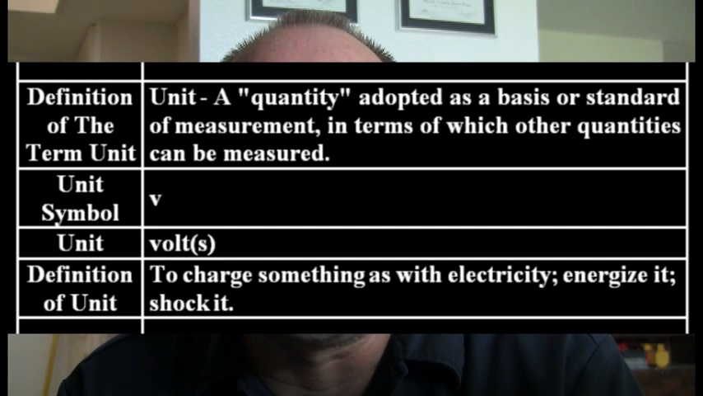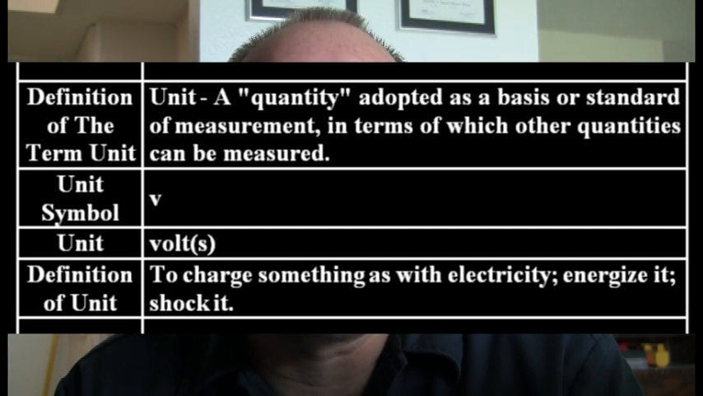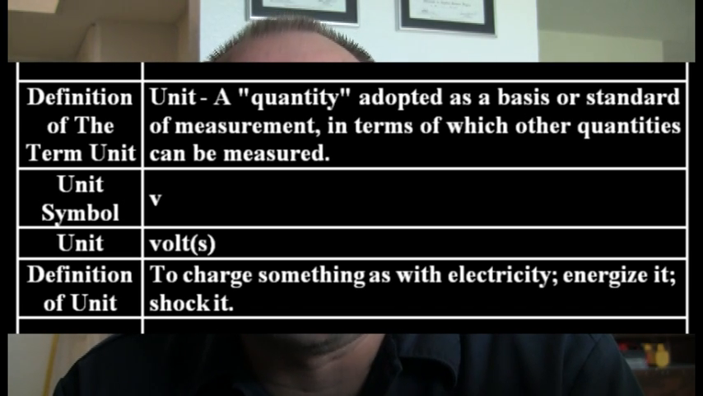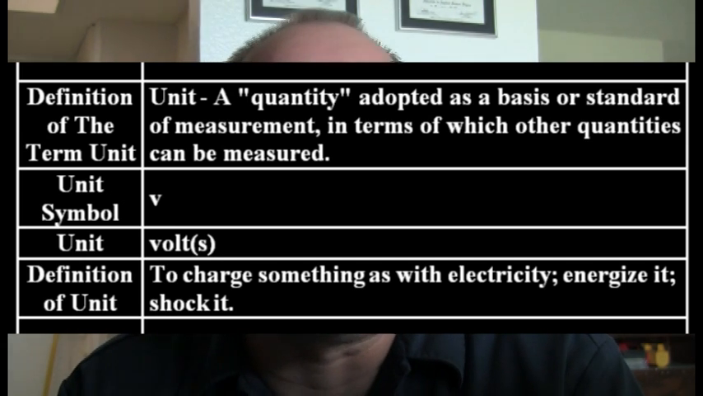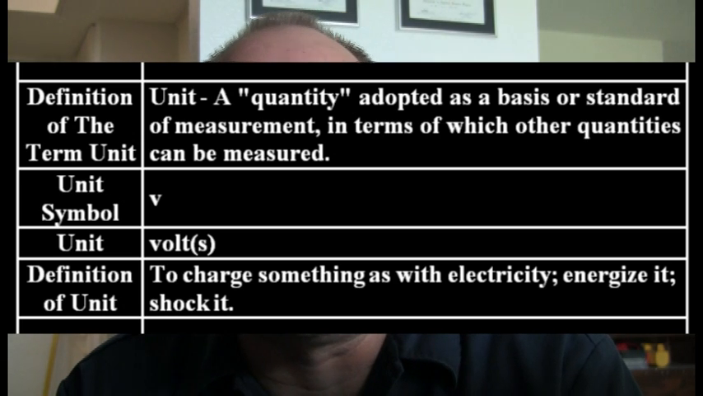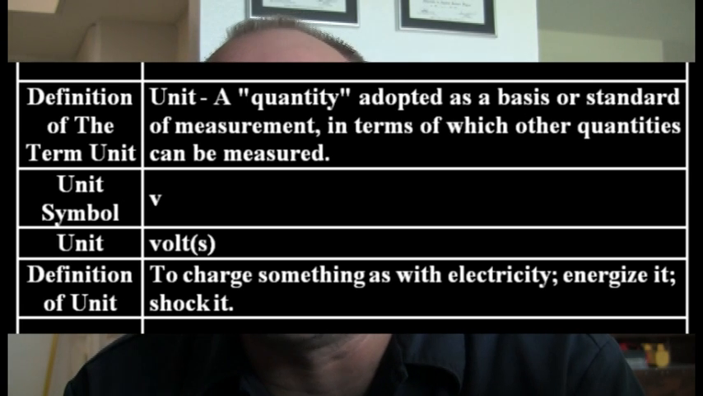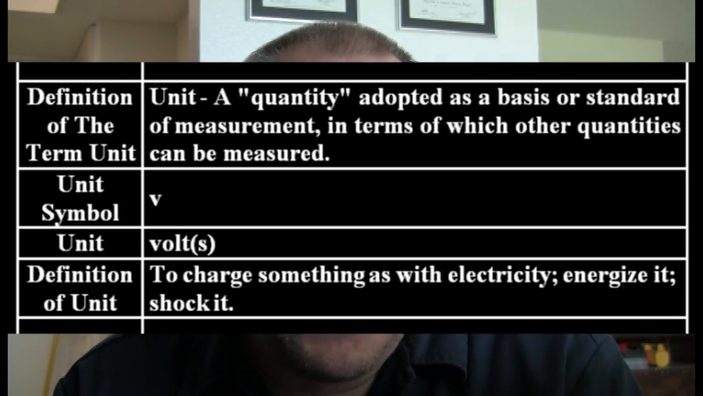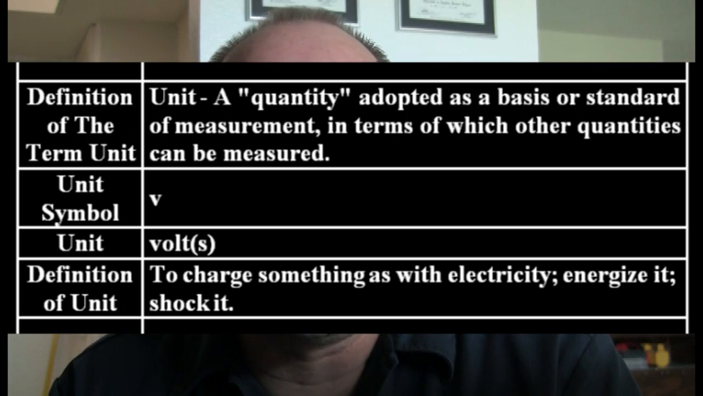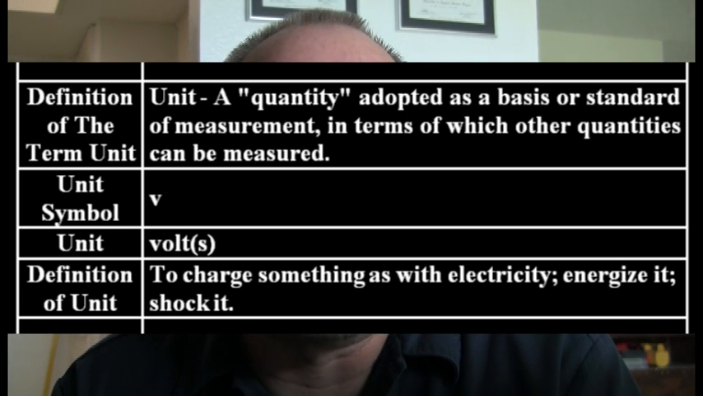That's confusing. We got quantity adopted. Okay, so the thing that we just got done talking about, I'm sorry, we're talking about voltage. The thing we just got done talking about was voltage, the quantity voltage, and now we're talking about the unit, and it's referring to it as a quantity. And anyway, a quantity is adopted, and it's adopted as a basis or standard of measurement.